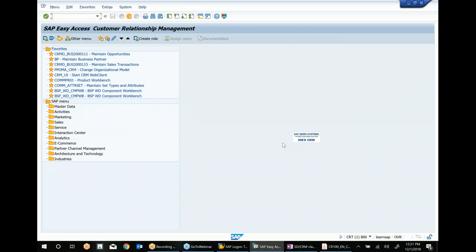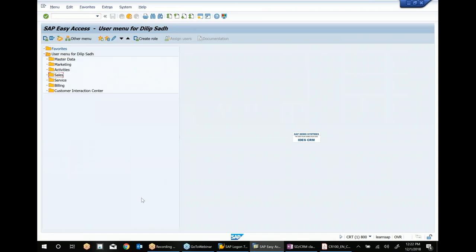This is SAP CRM. And you will need a different ID and password. So when you go to SAP CRM, you are now looking at the SAP CRM. Here you can have a user menu, and this is the SAP menu. Your user menu, and you have to be on the user menu.